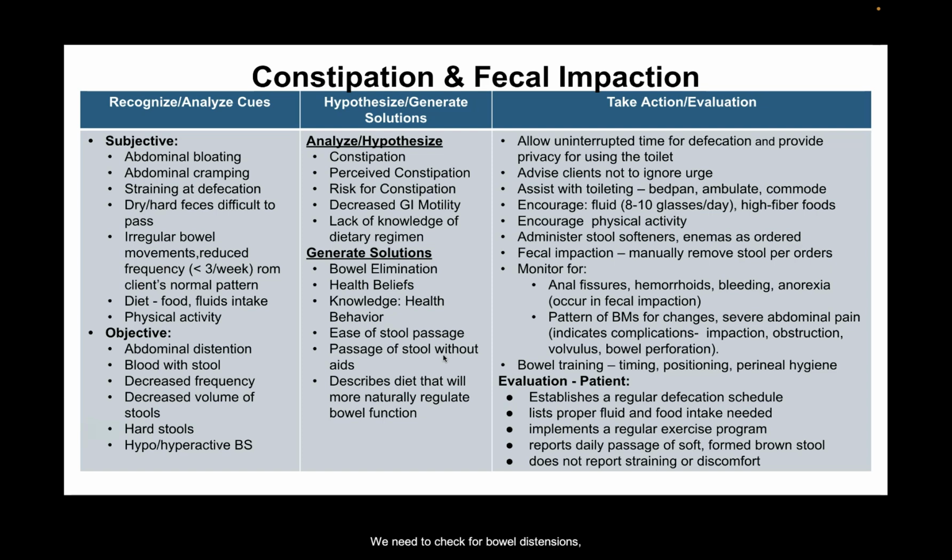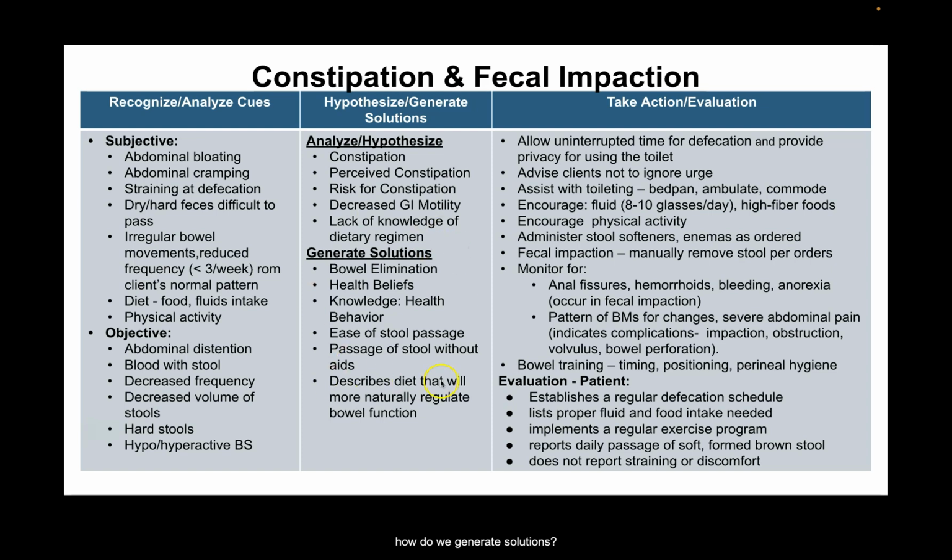Objective, we need to check for bowel distension, we need to listen to bowel sounds, we need to check for blood in the stool. If you notice any decreased frequency, decreased volume of stools, hard stools, hypoactive or hyperactive bowel sounds, all of these are assessments that we need to do. And here are some diagnoses: constipation, risk for constipation, decreased GI motility, lack of knowledge of dietary regimen, right? Patients might have that, and then we can teach them.